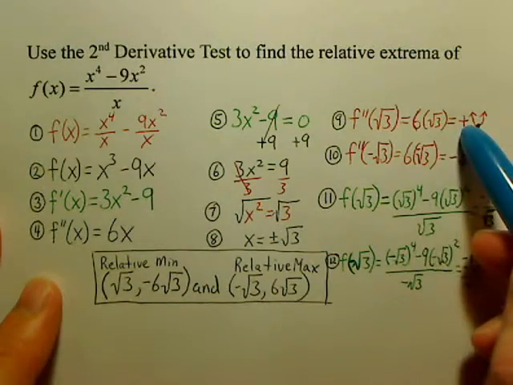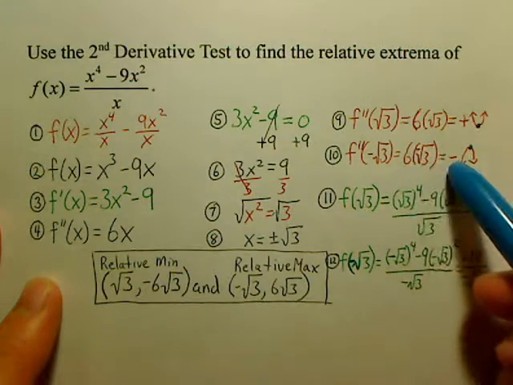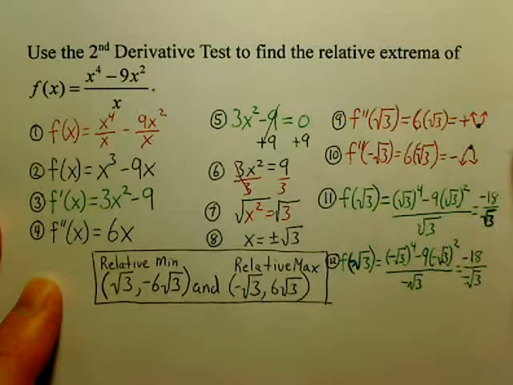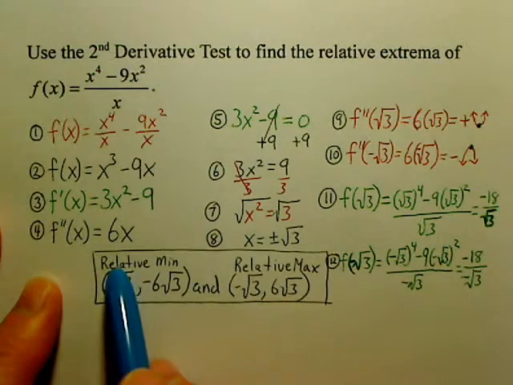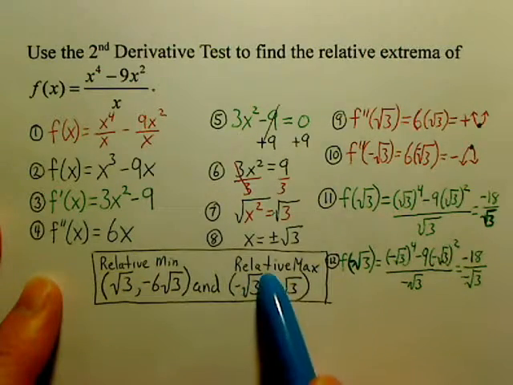And if my value is positive, that means it's concave up, so it's a min. If my value is negative, it's concave down, so my extrema is a max. Alright, so what you see right here is I have a relative min at the square root of 3, a relative max at negative square root of 3.